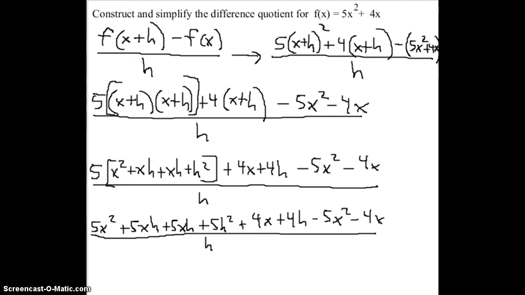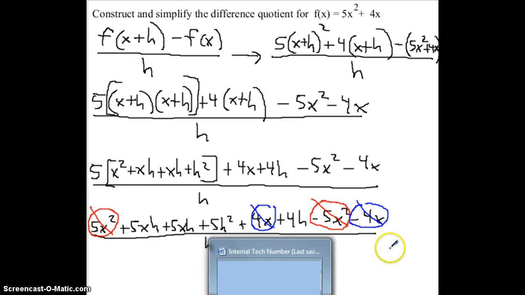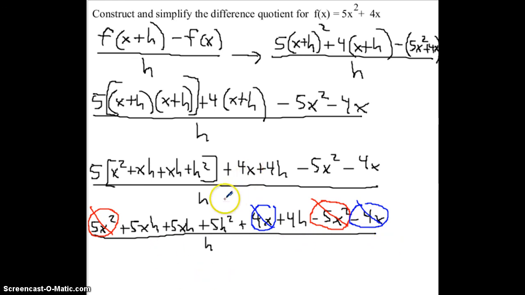Now combine any like terms that you see. Well, let's see. I see a 5x squared minus 5x squared. That's good news. Those are gone. What else do we see here? I see a 4x and a minus 4x. Those are gone. Alright, anything else here? I don't think so.